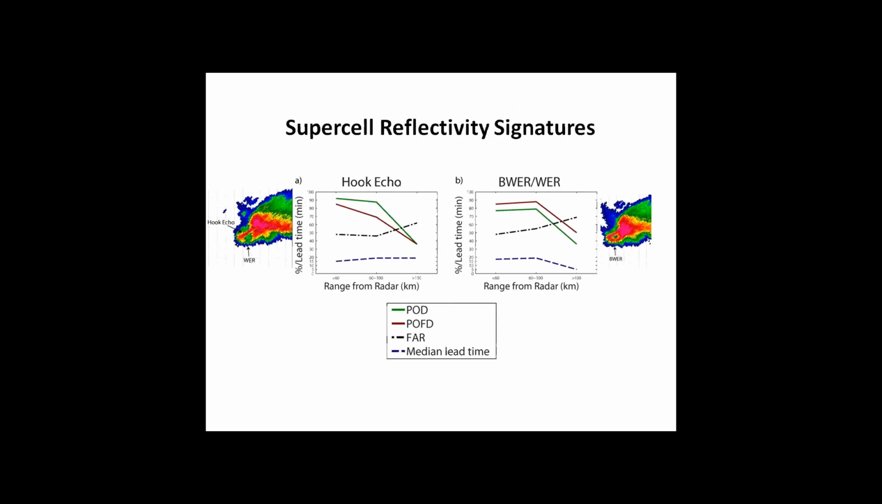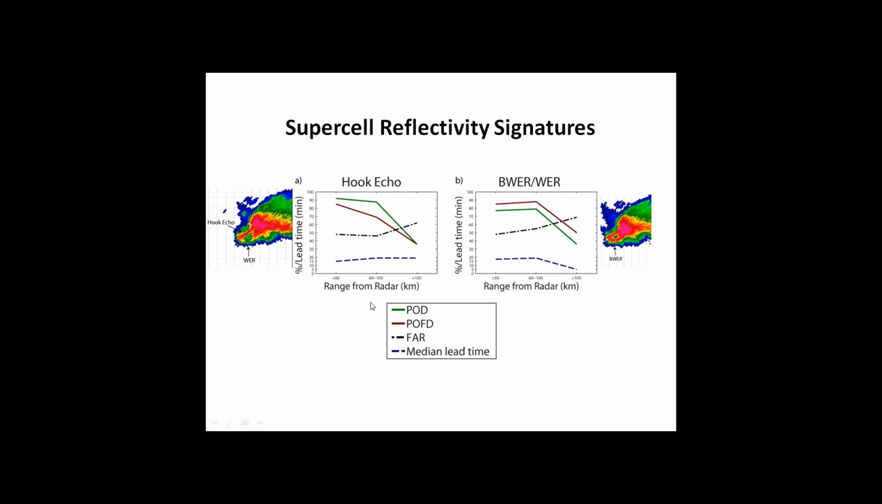For supercells, the two main signatures that we looked at were hook echoes and the presence of either a bounded weak echo region or a weak echo region. In these plots, the green lines indicate probability of detection, or how many of the tornadic supercells had this signature. Red lines are probability of false detection, or how many of the non-tornadic supercells had these signatures. The black dashed outline is false alarm rate, while the blue dashed lines are median lead time for when these signatures first showed up relative to the tornado. These plots show how these parameters change as you get further away from the radar.